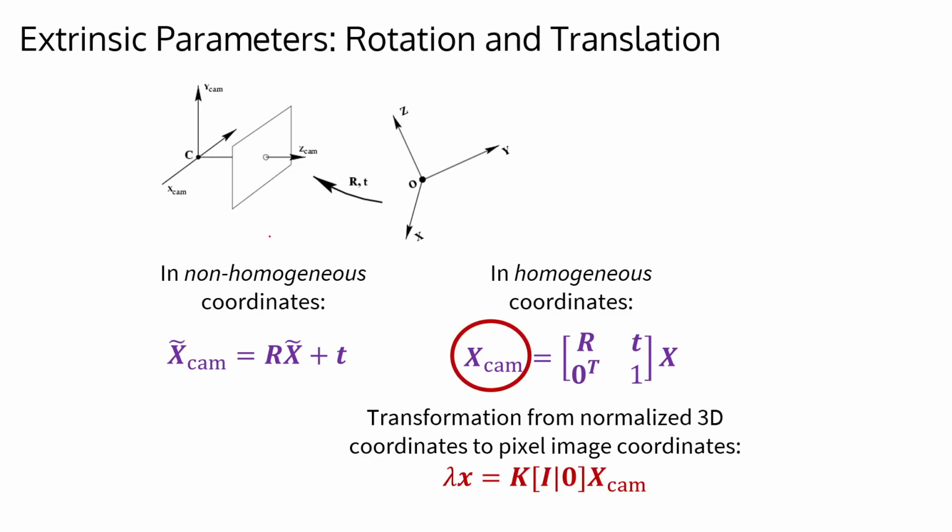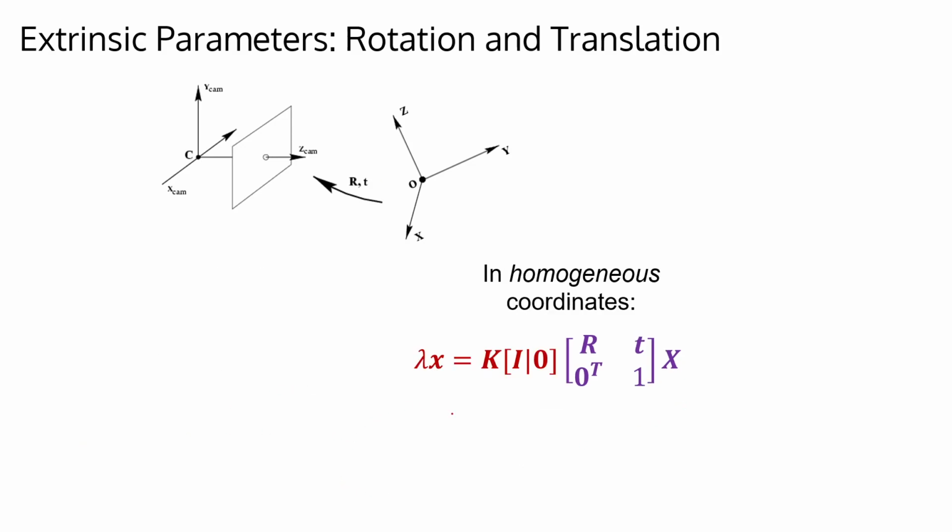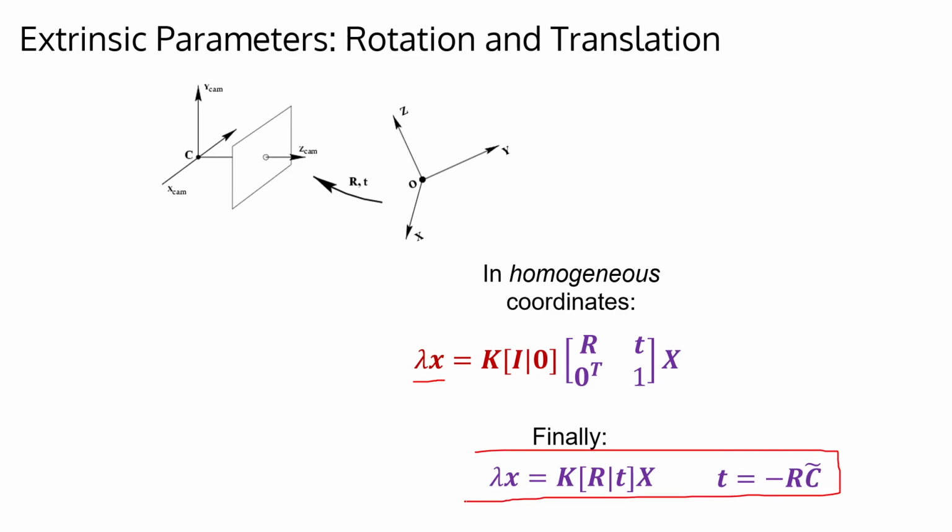The transformation from normalized 3D coordinates to pixel coordinates has to happen now. So you multiply it by K times [I | 0]. Then altogether we have this form, lambda x, the coordinates in the image. Of course, there's this unknown scaling factor. So finally, lambda x equals K [R | t] X, where t is equal to minus R C, and this is something that we usually remember.